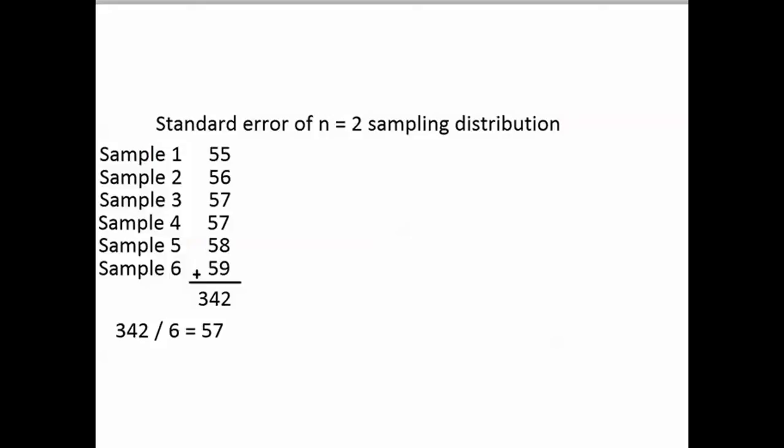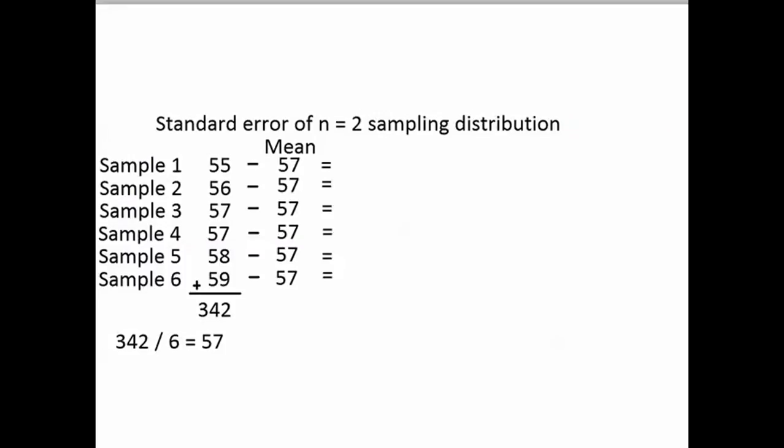The second step in calculating a standard deviation is to subtract each value by the mean. That's what we'll do right here. So we're just subtracting each value in our sampling distribution by the mean of 57. And this will give us deviations. 55 minus 57 is negative 2. 56 minus 57 is negative 1. These 2 equal 0. 58 minus 57 is 1, and 59 minus 57 is 2.